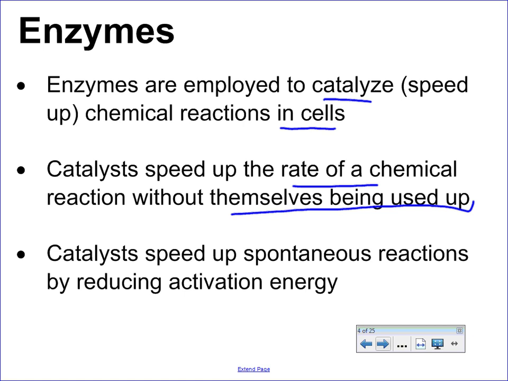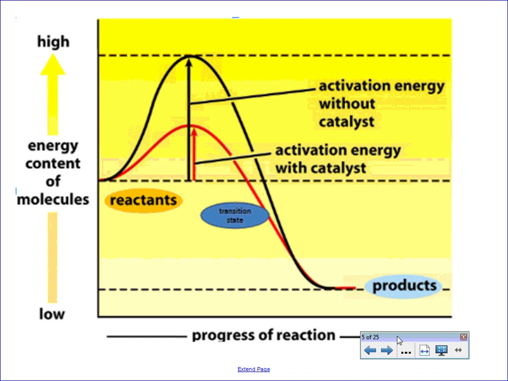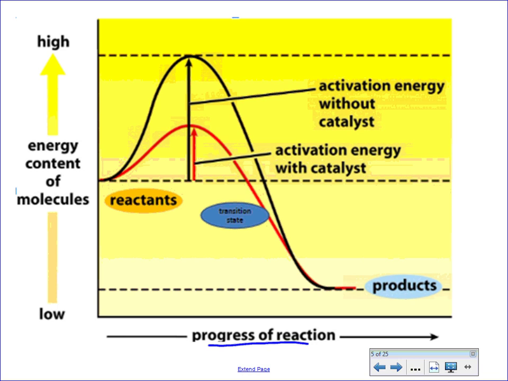So catalysts speed up spontaneous reactions by reducing the activation energy. That initial input of energy to make a reaction happen, enzymes work by reducing that energy that is needed to make a reaction happen. This can be illustrated in the following energy diagram, in which we have the progress of the reaction, as any reaction is occurring, and then we have the energy content of the molecules.